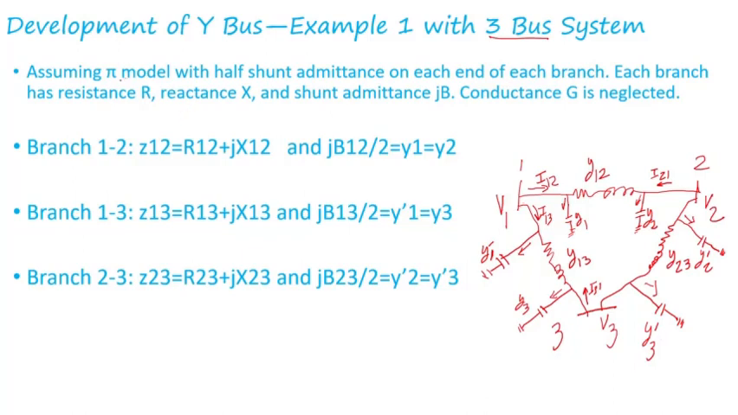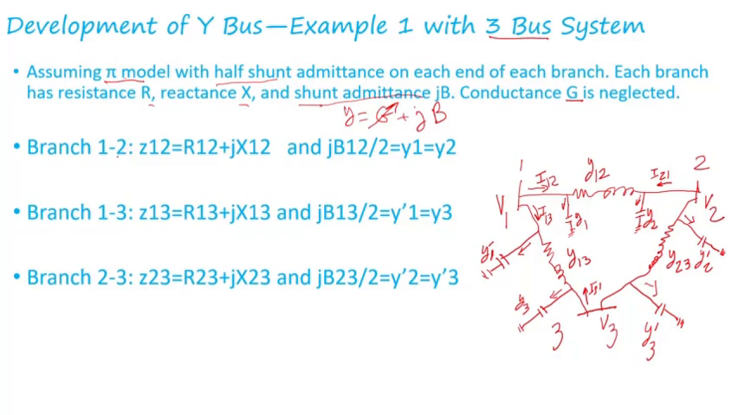I'm going to assume a pi model. In other words, for each branch or line, I'm going to place half of the shunt admittance on each end of the branch. Each branch has a resistance and reactance, which are series elements, and the shunt admittance, jB. Conductance is ignored, so in general Y is equal to G plus jB, but typically the conductance is ignored.